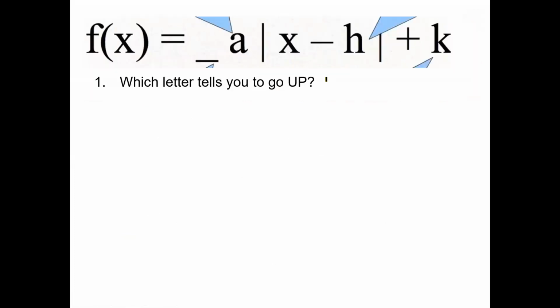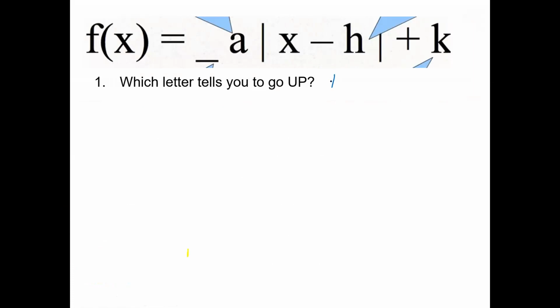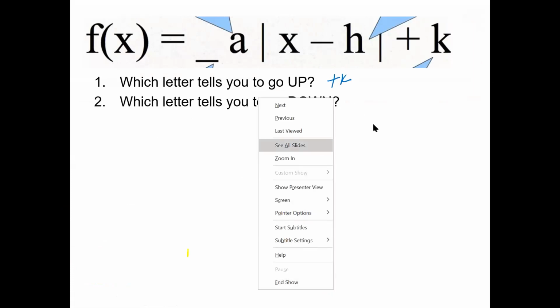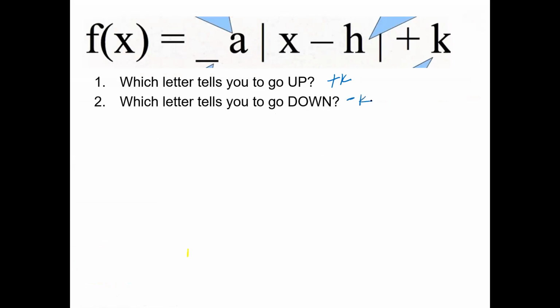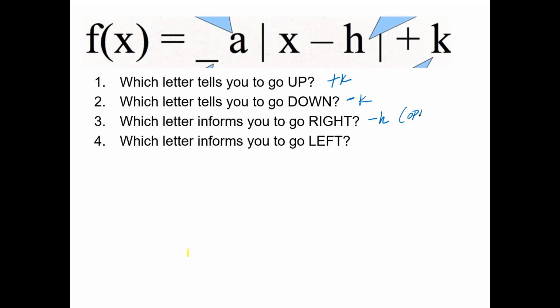The letter that tells you to go up is going to be a positive K. It's always the last letter, and it's always going to be outside of the absolute value. Next one, which letter tells you to go down? It'll have to be a negative K. Which letter informs you to go to the right? If it's a negative H, it is going to go over to the right. I know you're like, what? Shouldn't that be opposite? It kind of is opposite. The absolute value does make it opposite. Which letter tells you to go left? Positive H.